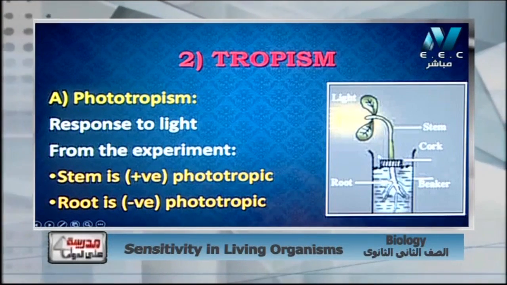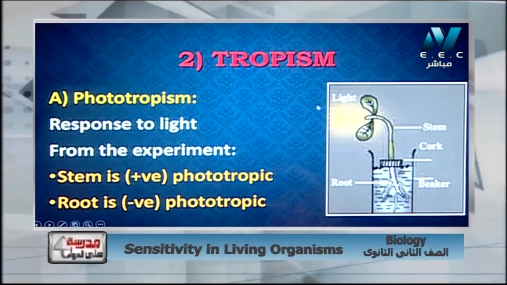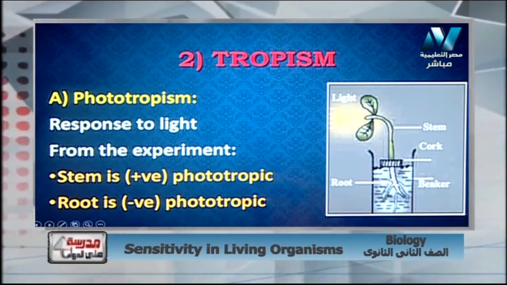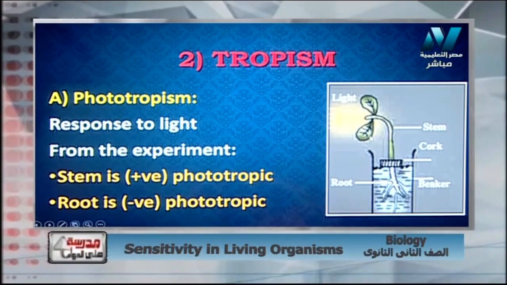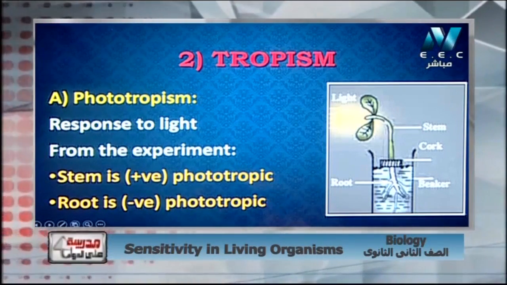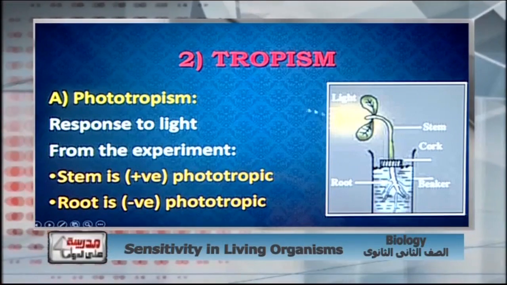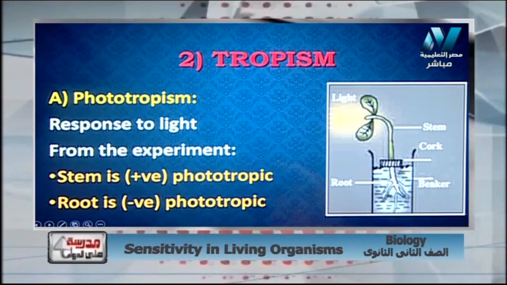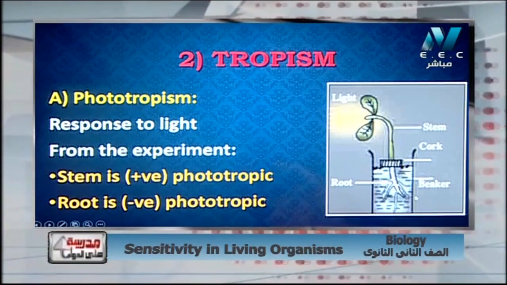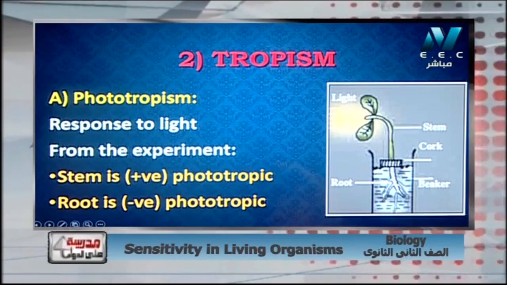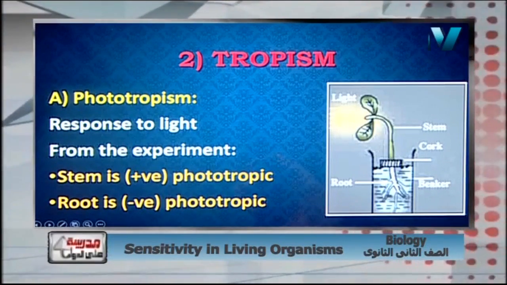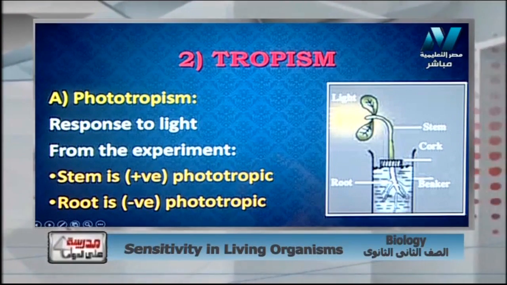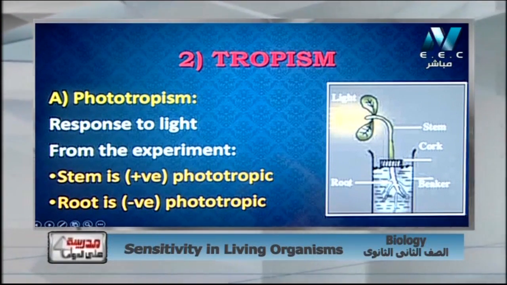to be opaque, and we allow the light to enter the box from a hole in one side. After a few days, 2 or 3 days, we can notice that the stem bends towards the light coming from the hole, and the root inside the water bends away from light like this. This is why we call the stem positive phototropic and the root negative phototropic.